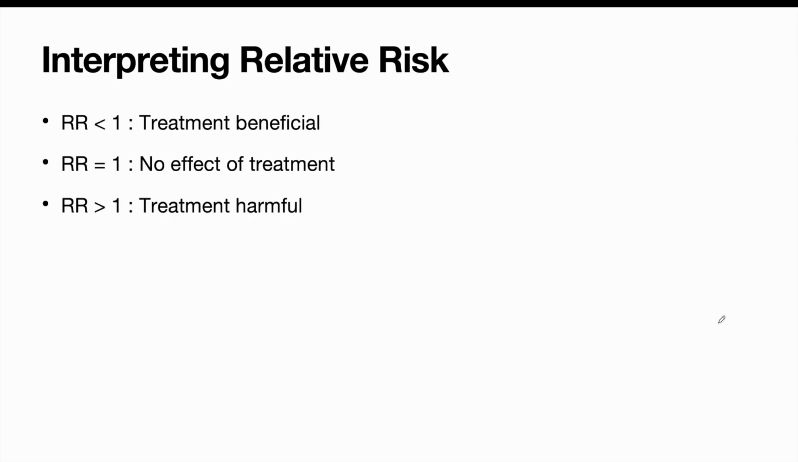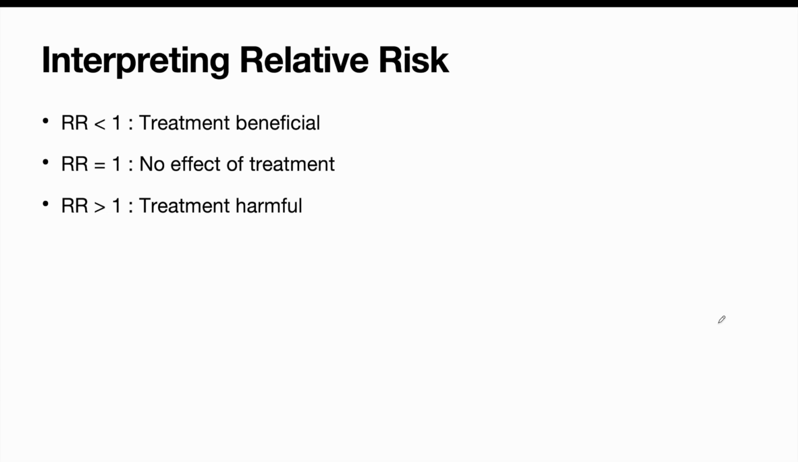But first I want to talk about how you interpret relative risk. So there are three levels of interpretation. If relative risk is less than 1, that means treatment is beneficial. If relative risk is equal to 1, that means there's no effective treatment. And if relative risk is greater than 1, it means the treatment is harmful.